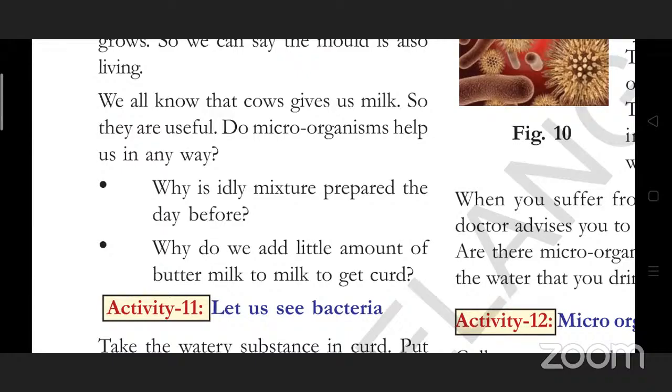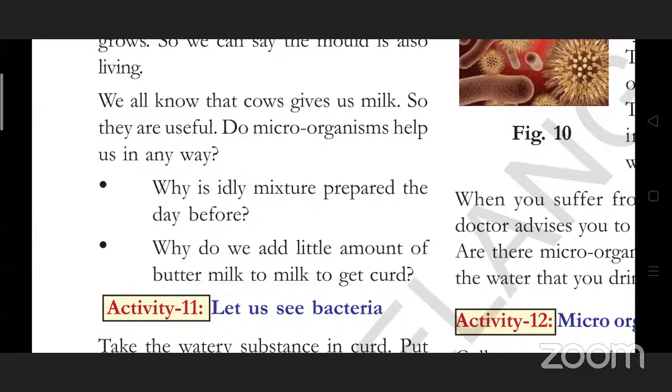Next, why do we add a sample of curd to the warm milk? What is required for the preparation of curd? Warm milk is required, and a sample of curd is required. A sample of curd can produce the curd. We have to discuss bacteria in this concept.